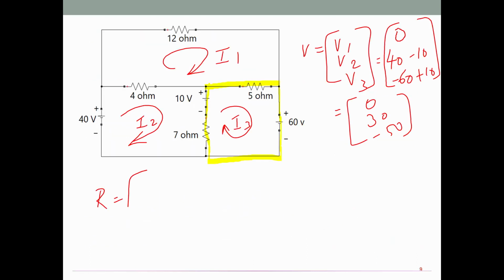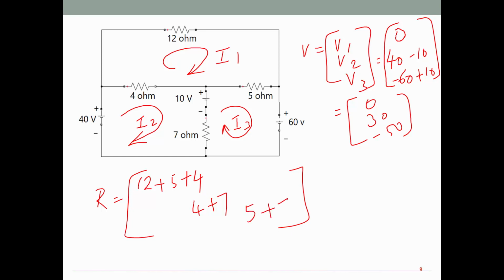Let's find out diagonal element first. So on the first loop, 12 ohm, 5 ohm, 4 ohm. So there are three different values. And on the second loop, look at the second loop current here, 4 ohm, 7 ohm, only two values. Then third element, 5 ohm and 7 ohm, only two here, 5 plus 7.